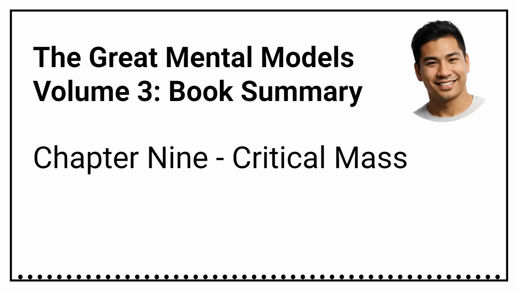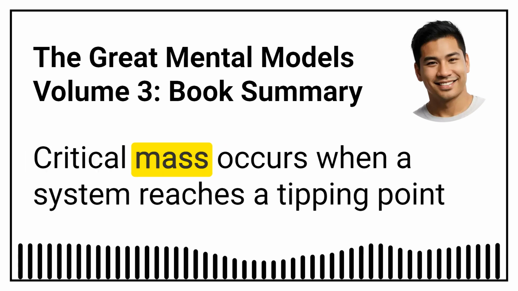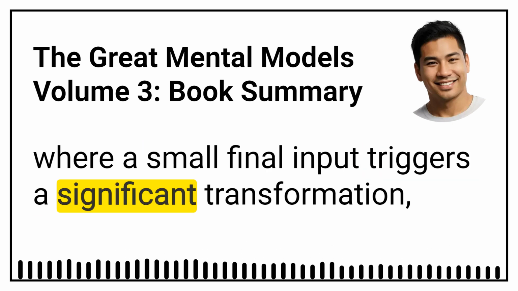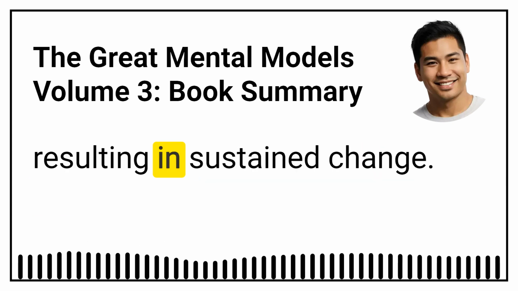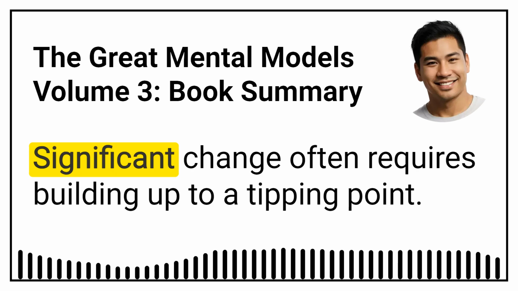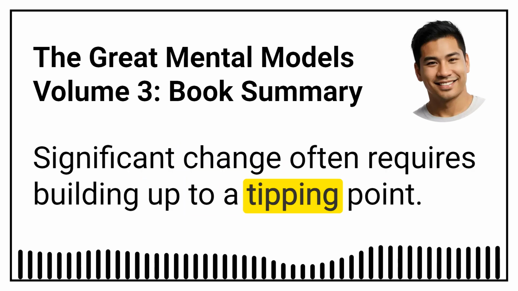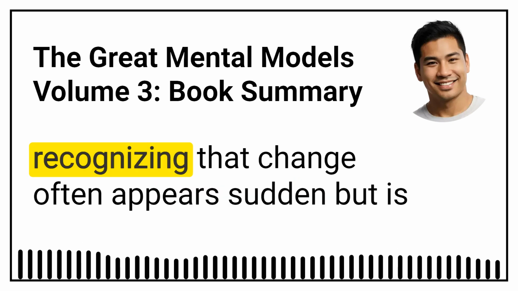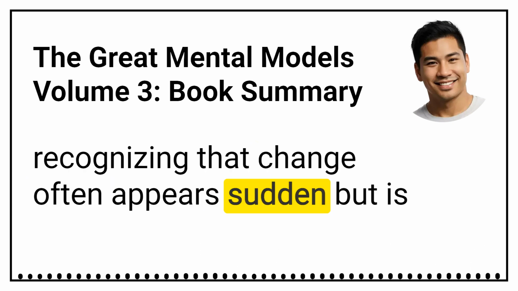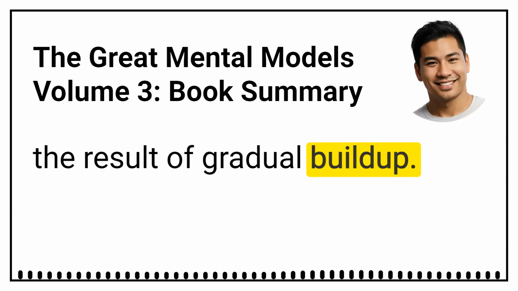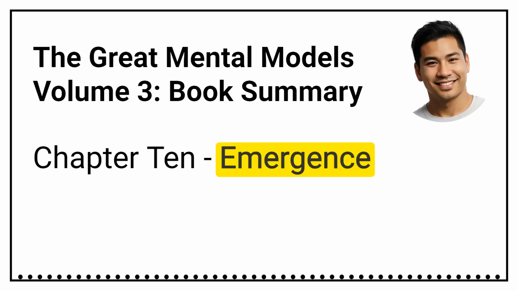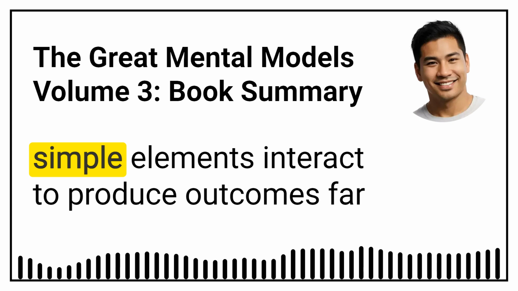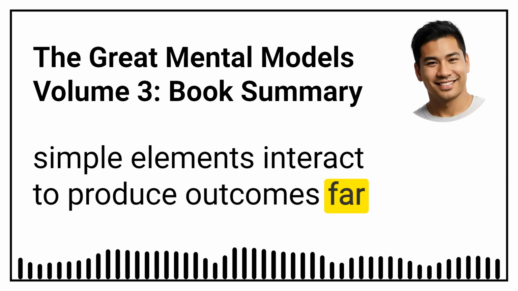Chapter 9. Critical Mass. Critical mass occurs when a system reaches a tipping point where a small final input triggers a significant transformation, resulting in sustained change. Significant change often requires building up to a tipping point. Focus efforts on key areas to create momentum, recognizing that change often appears sudden but is the result of gradual buildup. Chapter 10. Emergence.